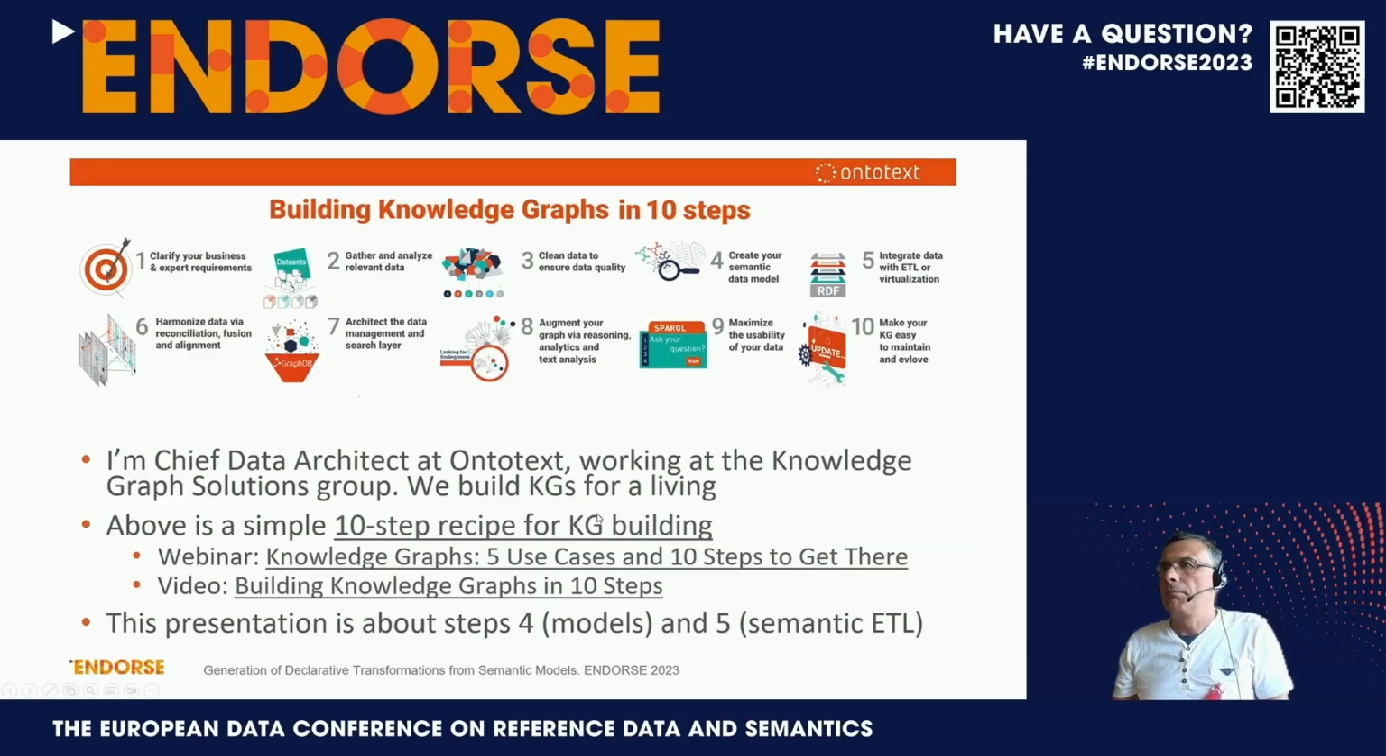So there is a blog or a page on our website about the 10 steps of building knowledge graphs. Ontotext, by the way, has worked with semantic technologies for 23 years, and this is what we do on a daily basis. A lot of our business is to help our clients build knowledge graphs. So I think this presentation is mostly about these steps. Number 4, create a semantic model, and number 5, generate transforms or mappings from the source data to knowledge graph data.